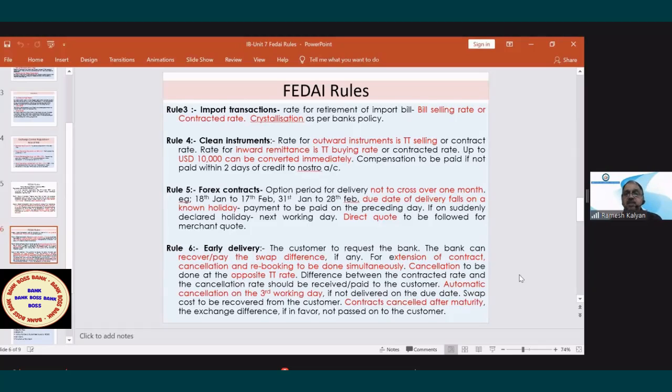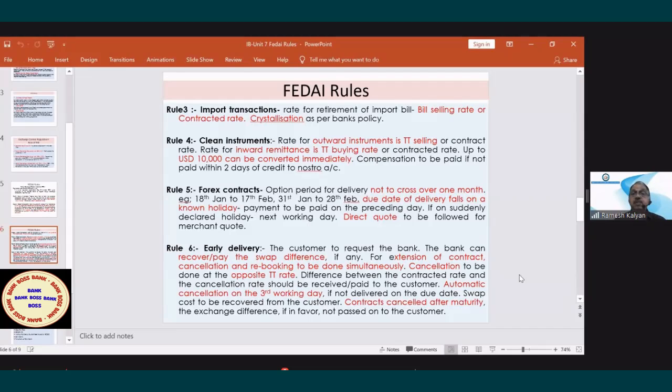Suppose he is delivering the contract on January 31st. So the unexpired portion is 2 months. So we will deduct that premium. 1 plus 1, 2 rupees we will deduct from 83, 83 minus 2, 81. We will pay to the customer only 81. So in respect of early delivery, premium in respect of the unexpired months will be deducted.